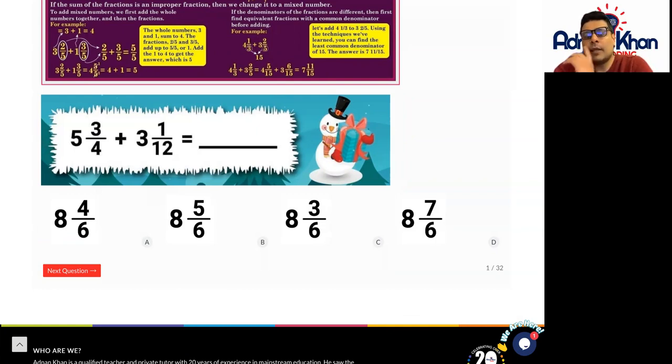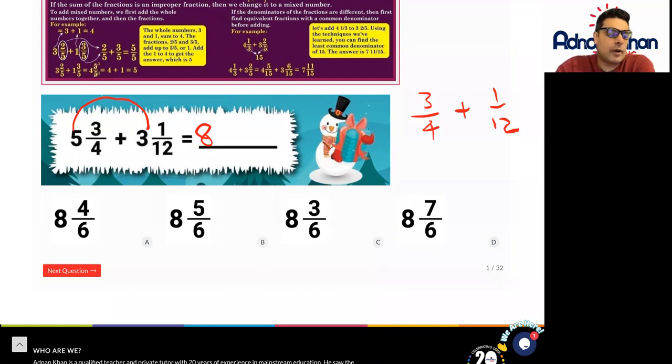So what we can likely do in this case is use two different techniques. First of all, we'll just add these two main numbers together, 5 add 3, which is going to be 8. That leaves us with 3 over 4 plus 1 over 12. Now, both the denominators, the bottom numbers, are different from each other, which means we need to find one common denominator where both 4 and 12 can divide into.